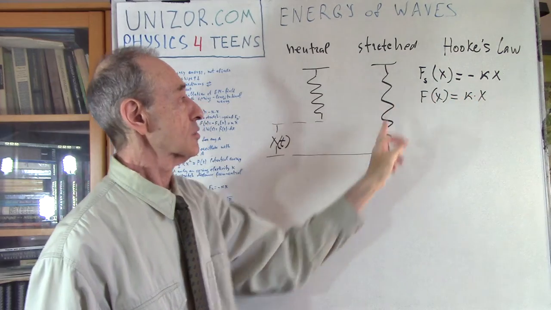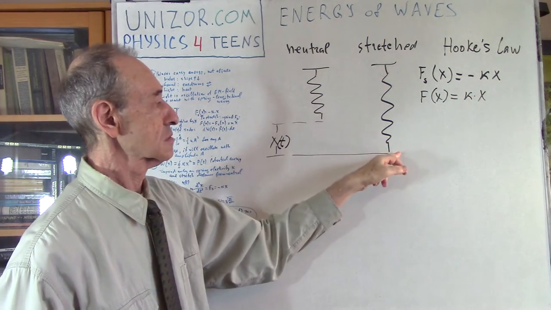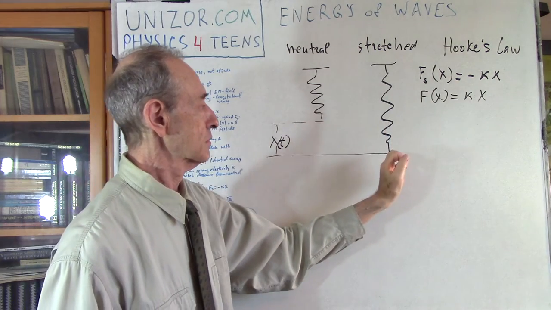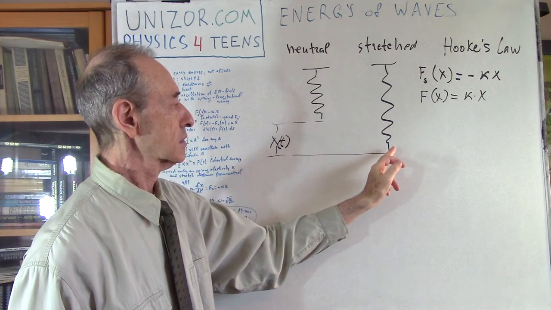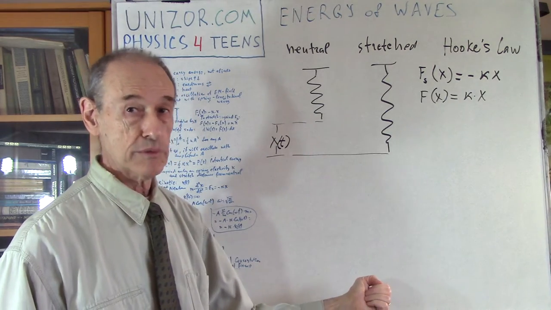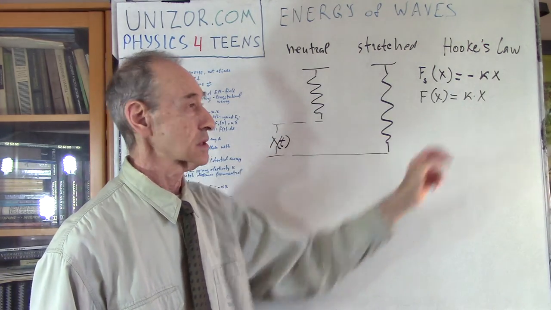Resistance goes towards the neutral position. So if I'm stretching down, the force of the spring is directed upwards towards the neutral position. But I'm stretching away from the neutral position. That's why it's plus here.